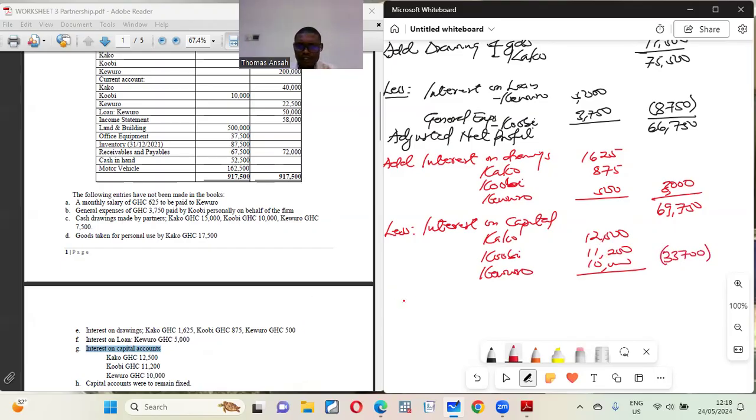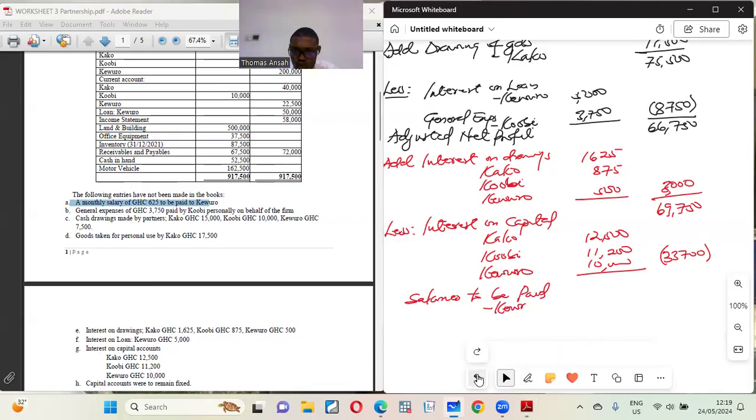Don't forget, we will be deducting. What else do we deduct? Interest on current accounts, credit. We don't have a percentage, so we can move on. Is there salaries to be paid? Yes, we have salary to be paid. And that is what we have here. A monthly salary of 625 is monthly, so it means we need to do 625 by 12. And who is receiving that? Keru.